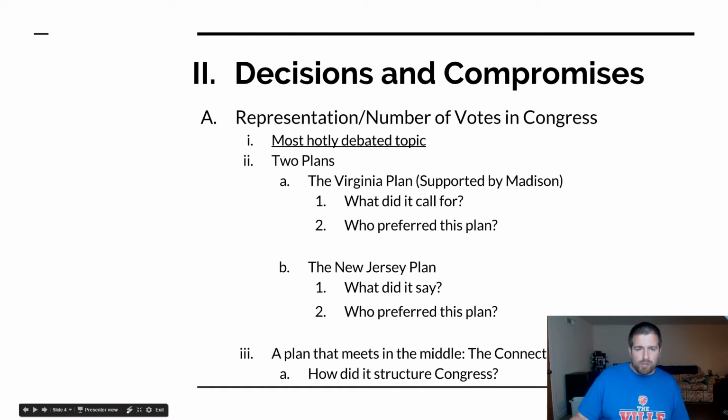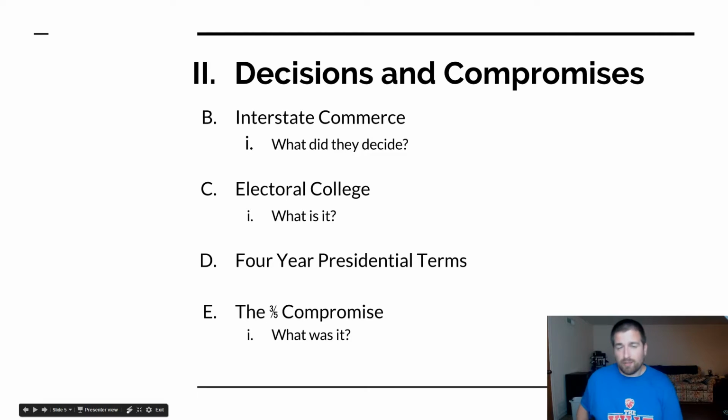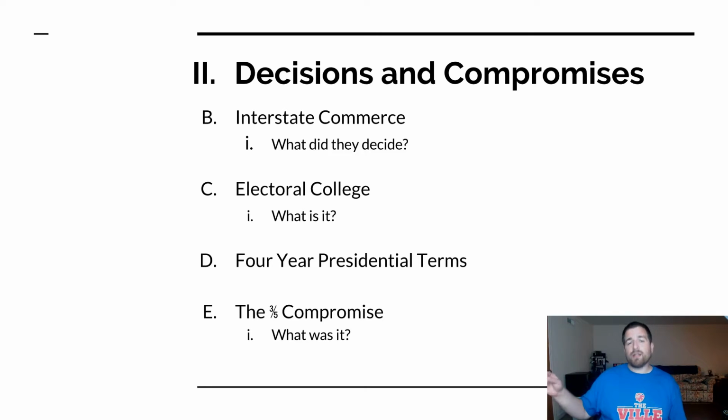So moving forward, what are some of the other decisions and compromises that the convention comes to? Well, next is on interstate commerce or trade. And so they decide that the federal government will be in charge of regulating trade with foreign countries and also regulating interstate trade, or basically trade that goes from one state to another. If there's something that crosses the border between 2 states, then it is up to the federal government to regulate that area of the economy. So they decide on that.